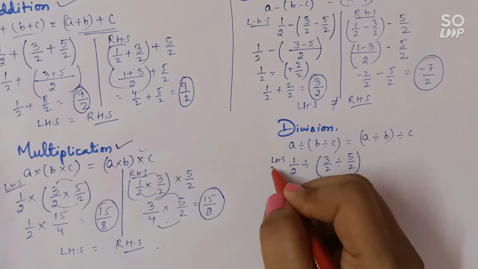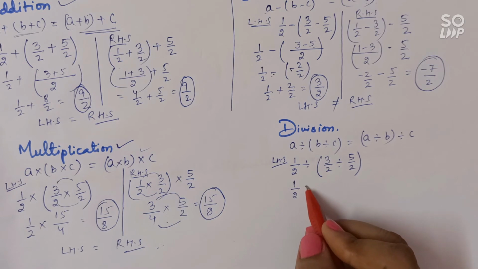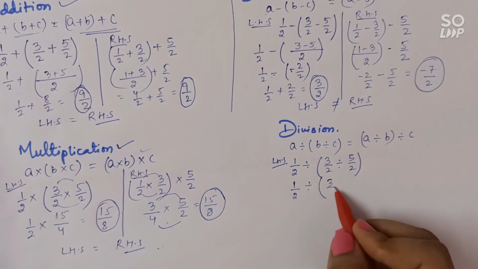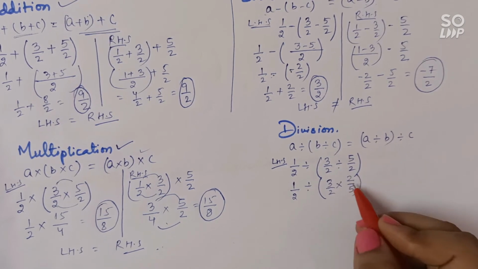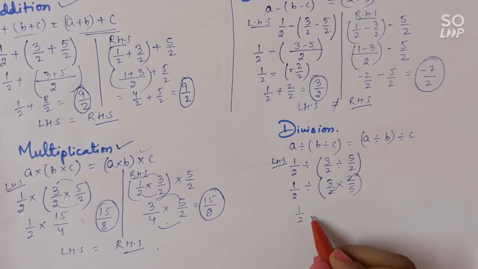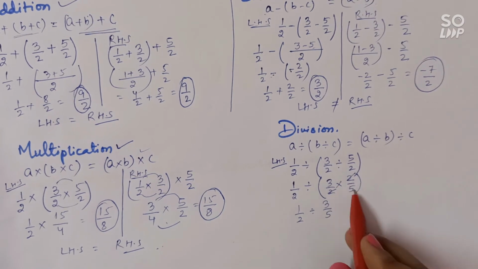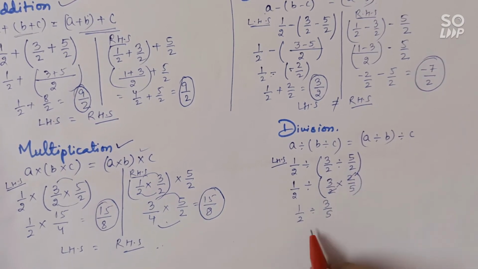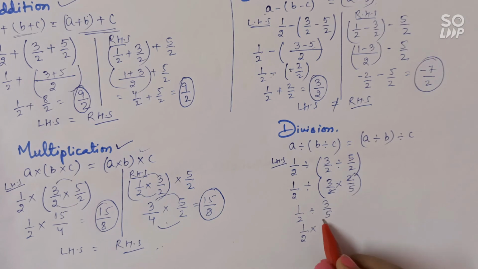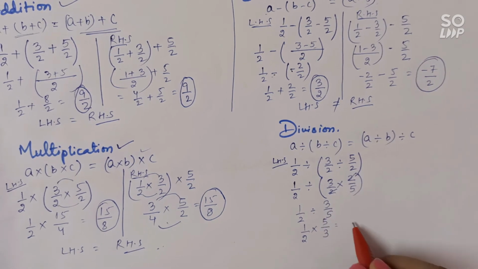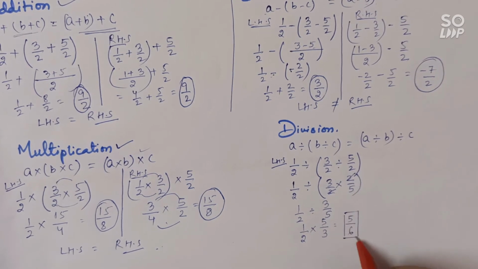I'm solving LHS, the left hand side expression. So here 1 by 2 divided by, we'll have to solve the bracket first, 3 by 2. Division will change into multiplication and this will become reciprocal. So it is 1 by 2 divided by 3 by 5. 2 got cancelled. So we are having 3 by 5. 3 1s are 3, 5 1s are 5. Now it is 1 by 2. Again division will change into multiplication and this will get reciprocal, 5 by 3. So 5 1s are 5 and 3 2s are 6. So we are having 5 by 6.